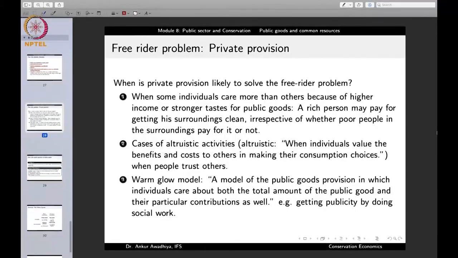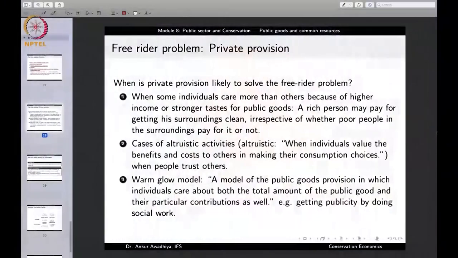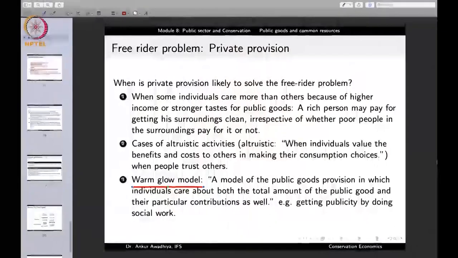Example is when people trust others. So if there is a person who trusts everyone, or if there is a society where everybody trusts everybody, in that case the free rider problem will not be there. Because of the trust, because of an ingrained social value, the free rider problem will get solved by itself. Or the warm glow model, a model of the public goods provision in which individuals care both about the total amount of the public good and their particular contributions, such as getting publicity by doing social work. Now, in this case, the public good is being made available through social work because people feel good about doing the social work. So these are three cases where private provisioning of free rider problem can be done.